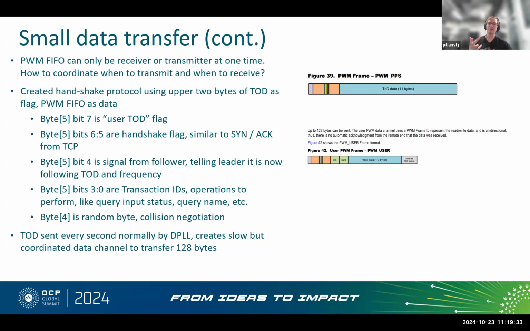And so with this mechanism of time of day abuse and then the FIFO mechanism, you can create a slow but coordinated data channel that can send up to 128 bytes at a time, with negotiation also of what that data is. So you can have known fields, but you can send data back and forth over this DPLL network in an isolated way from any Ethernet network.